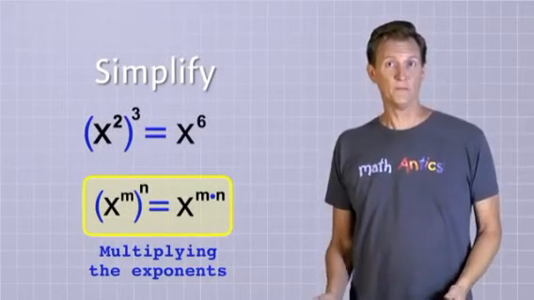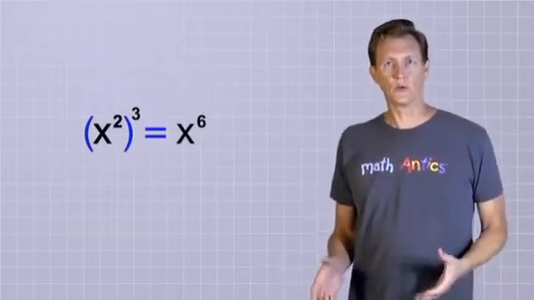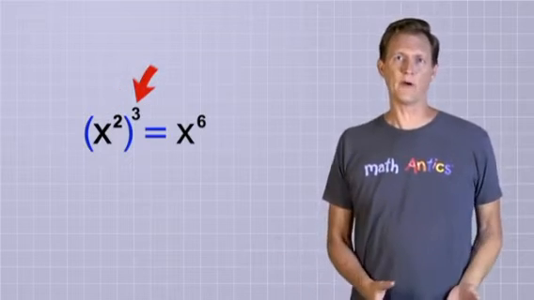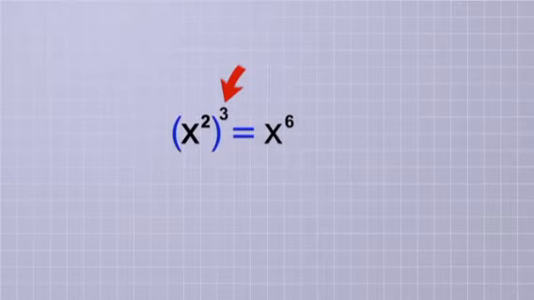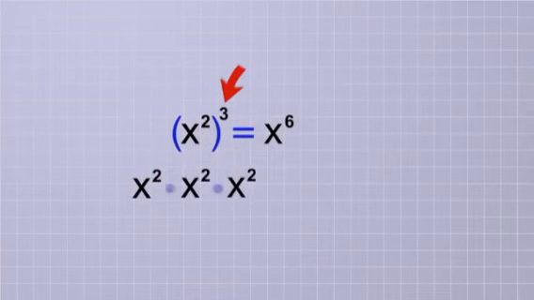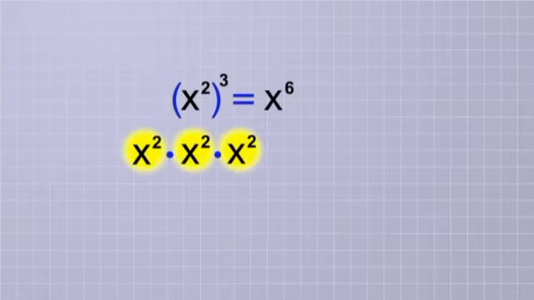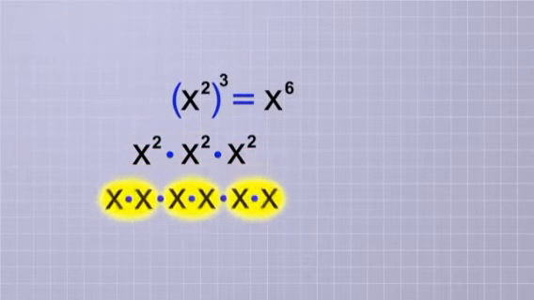Want to see why that's true? Well, think about what it would mean to raise x squared to the 3rd power. It would mean multiplying 3 x squared terms together, like this. And each one of those x squared terms simplifies to x times x, right?